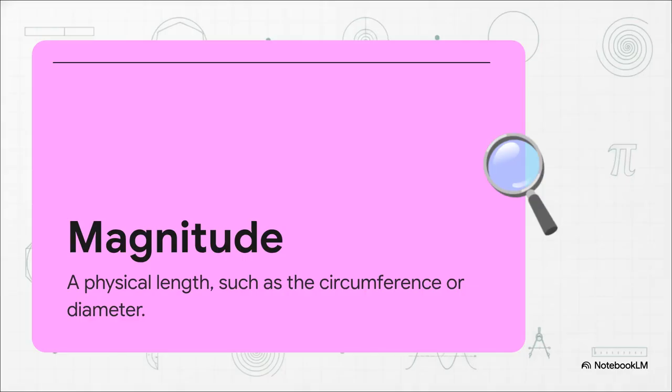Let's start with magnitude. We've got to recognize that the circumference, the distance around the circle, and the diameter, the distance across it, are magnitudes. In geometry, a magnitude is a physical extent. It's a real-world length. Now, pi is fundamentally different. Pi is simply what you get when one of those physical lengths is measured against the other. It is a relationship, not a physical distance itself.